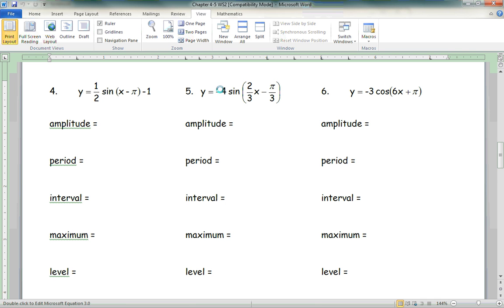Number 5 being reflected means that, since it's reflected, you're going to have a level, then you're going to go down to a min, then you're going to go back up to a level, you're going to go back to a max, and down to a level again. Okay? Any questions over today?